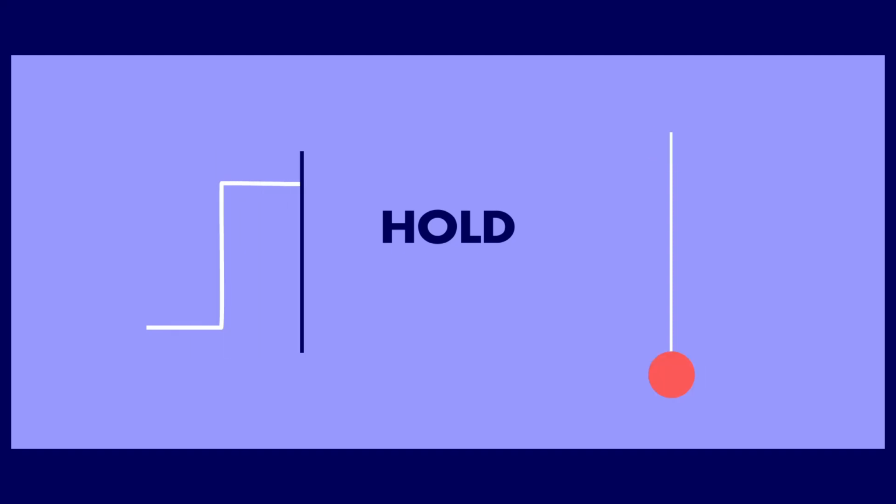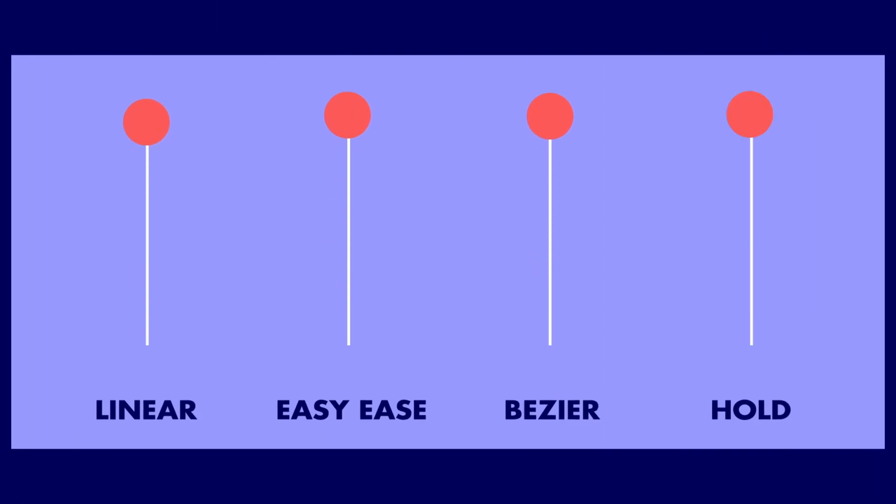Lastly, we have hold keyframes. As per the name, it holds the current value until the next keyframe. So it basically says, do absolutely nothing until you encounter another keyframe. It is represented by a square shape in the timeline. And with this, now we have a basic understanding of the types of keyframes.